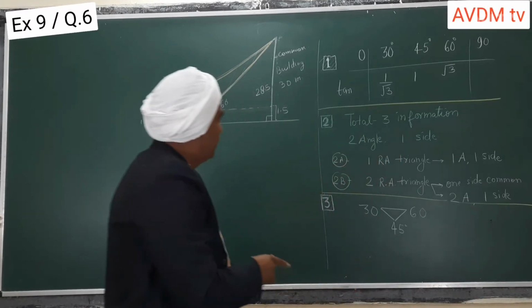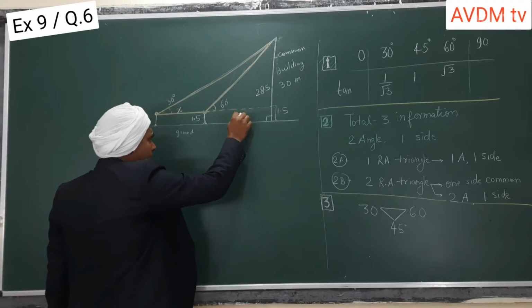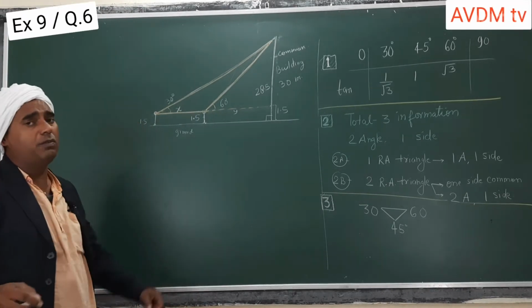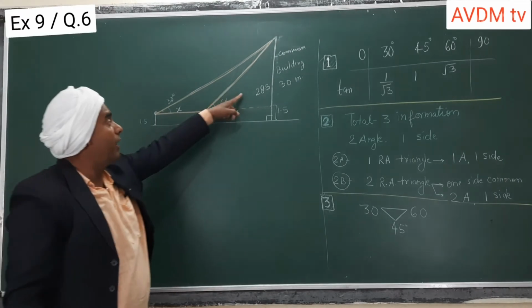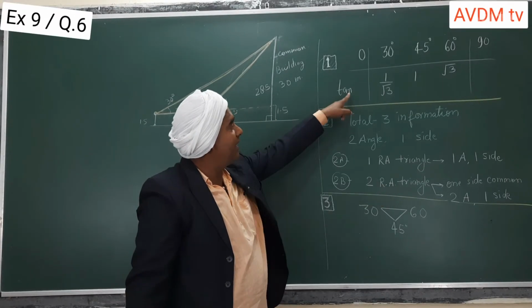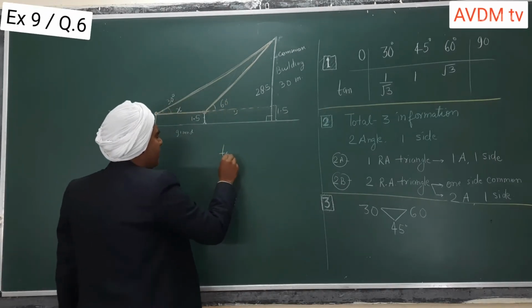So what will you do? You will take x, you have to find it. You will take y here also. 2 variables. Most of the times you will see 2 variables, 2 types of triangle, 2 right angle triangles, so 2 times tan theta. So first apply tan theta here.